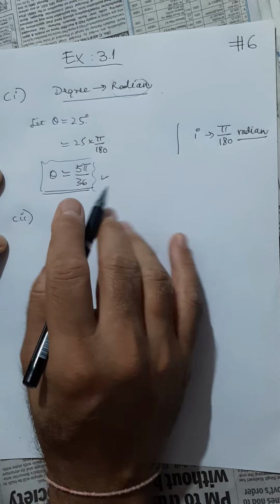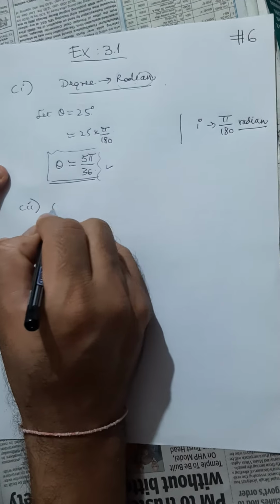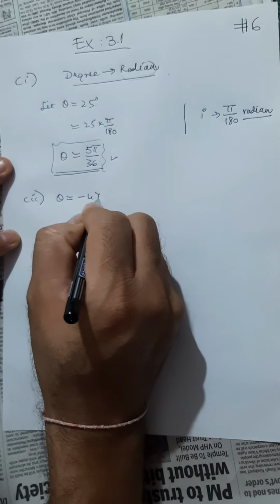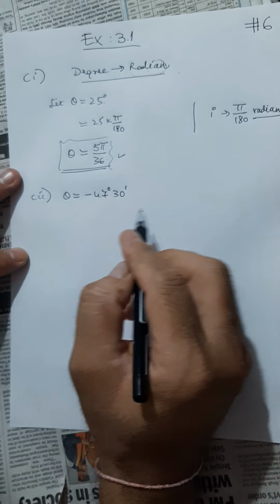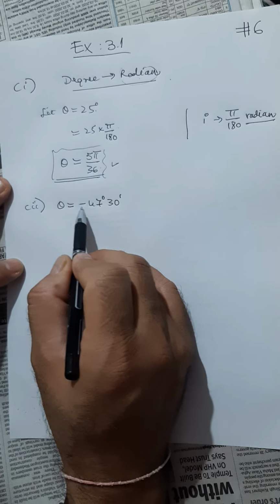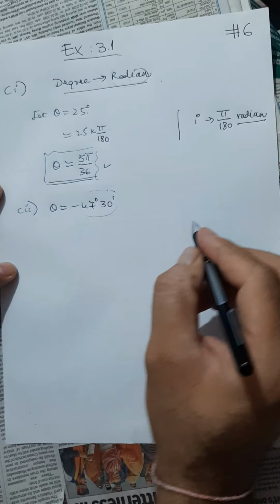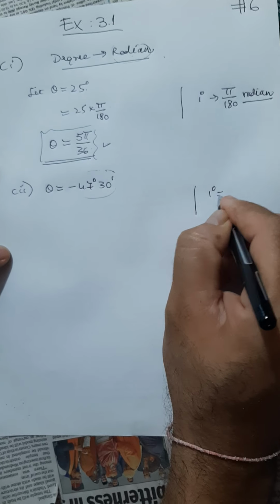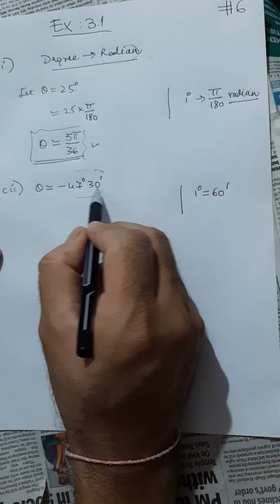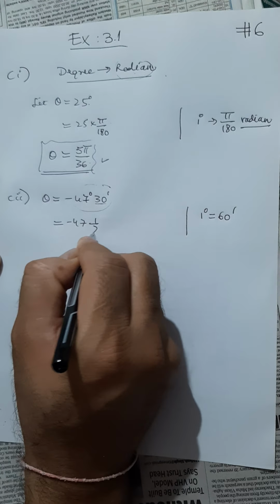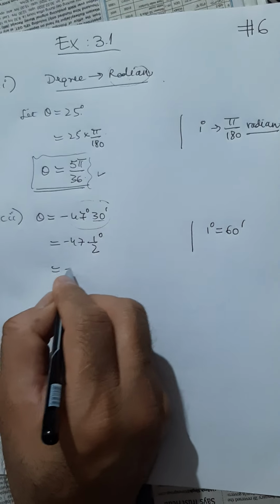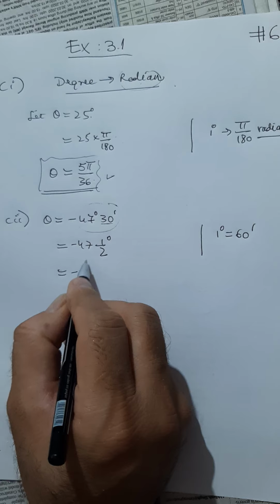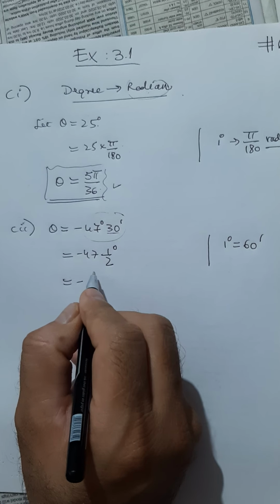Let's go to the second question. You have theta equals minus 47 degree 30 minutes. This minus sign is not important for us. This is important for us: 1 degree equals 60 minutes. So this is half degree. Minus 47 and a half degree. This is a half degree. So this would be minus, I suppose, 47 and a half.